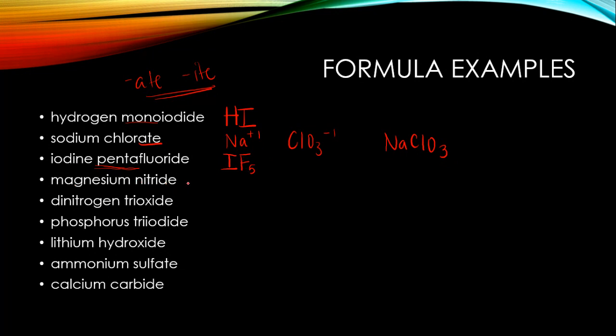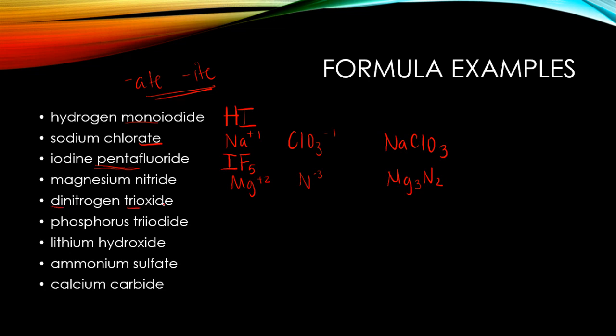Magnesium nitride. Okay, I see no prefixes, which means I need to do the math work. Magnesium is Mg. It's a +2 using the periodic table. Nitride is a -3. That does not balance out. If you do the balancing, it will take 3 magnesiums and 2 nitrogens. This will be your final formula.